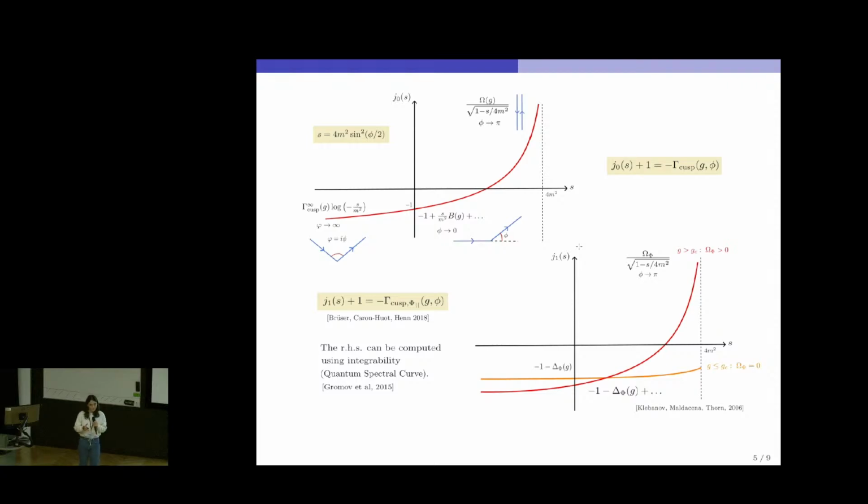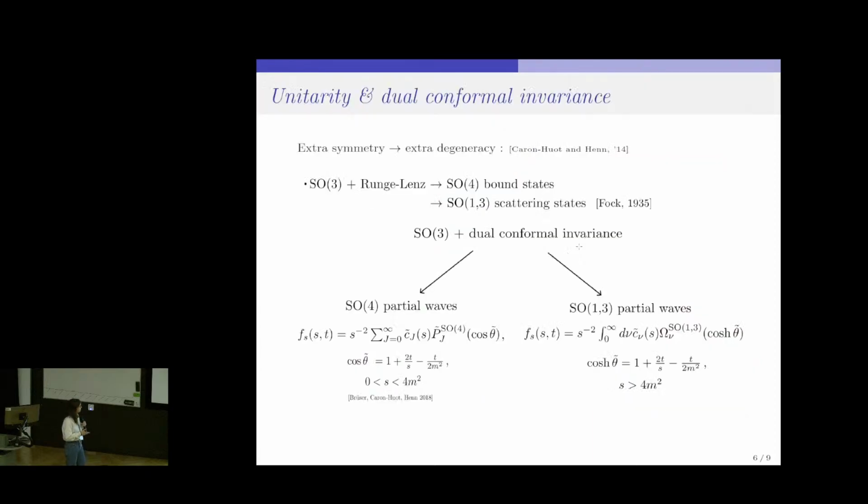The punchline of this Regge trajectory discussion is the fact that these right-hand sides here can be computed using integrability of N=4 super Yang-Mills, but in particular for any value of the coupling and of the cusp angle using quantum spectral curve, as was developed by Gromov and a lot of people in this room. So now we have a way, thanks to dual conformal invariance and integrability, in particular quantum spectral curve, to compute the position of the bound states on the leading trajectory and on the subleading trajectory, and these will be useful inputs in the S-matrix bootstrap.